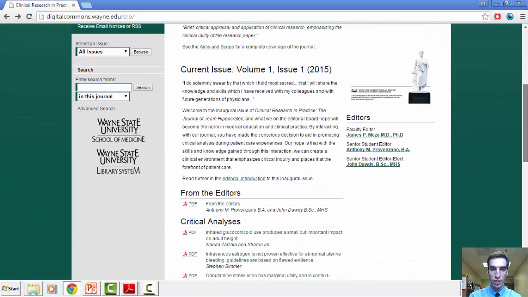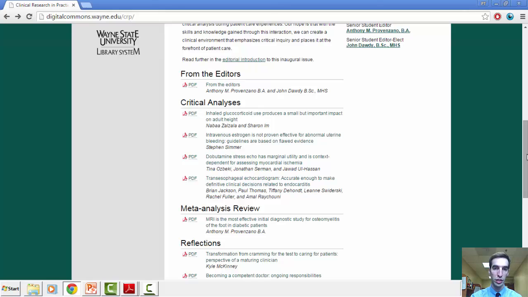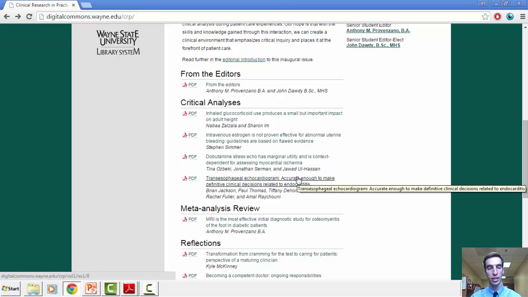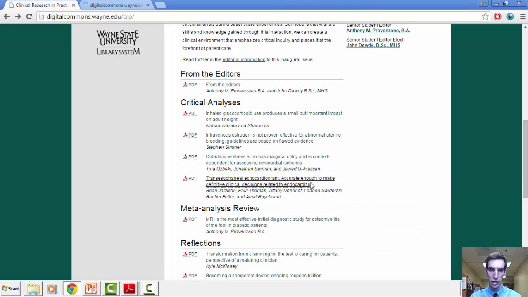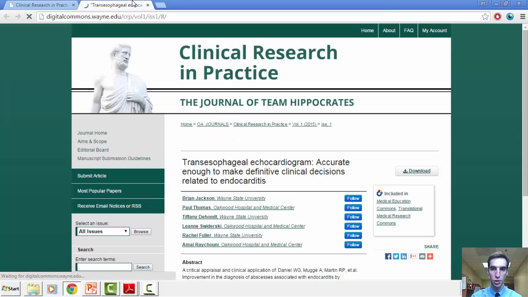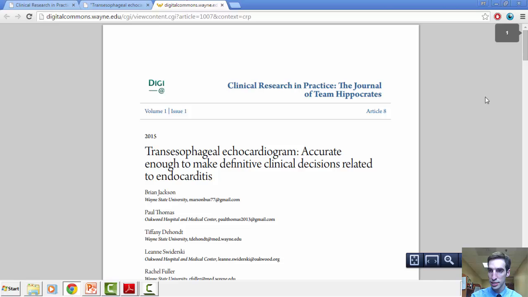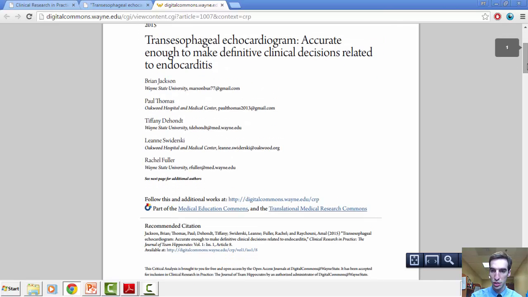For example, I had the good fortune of working with a group about a case involving endocarditis, and we looked at a paper that evaluated the Transesophageal Echocardiogram as a tool in deciding if patients had endocarditis or not. Because this journal is open source, you are able to download the journal and the article free of charge, and you can look through our clinical research findings and come to your own conclusions.